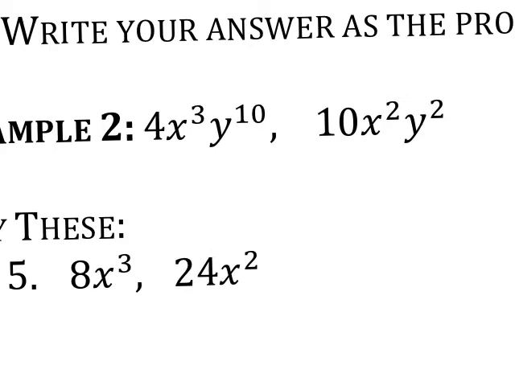Okay, so for example 2, what's the biggest number I can take out of 4 and 10? I can divide out of 4 and 10 a 2, right? So my GCF number part is just 2. And then I have 3 x's and 2 x's, so I can take out 2 x's. I have 10 y's and 2 y's, so I can take out 2 y's. So 2x squared y squared. It's as simple as that.